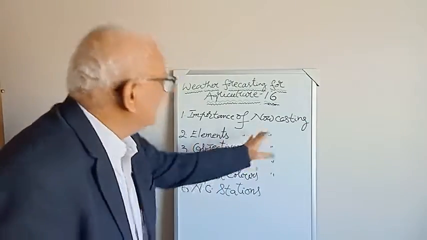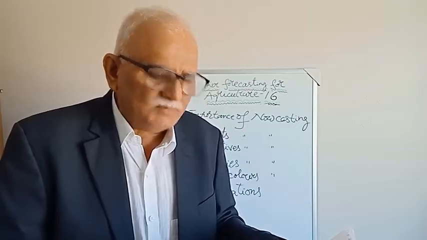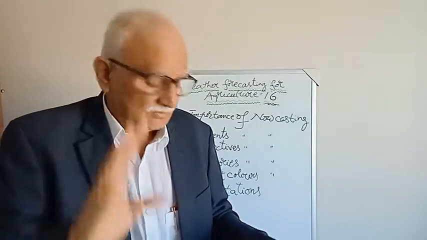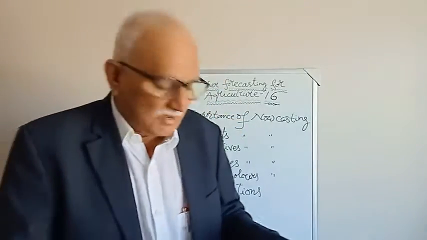So, what are the elements involved? The elements are basically two nowadays: storms and rainfall. Storms and rainfall cover everything. So these are the two elements. What is the objective? The importance I have already told.